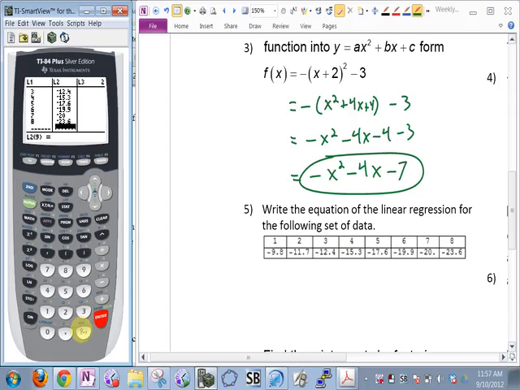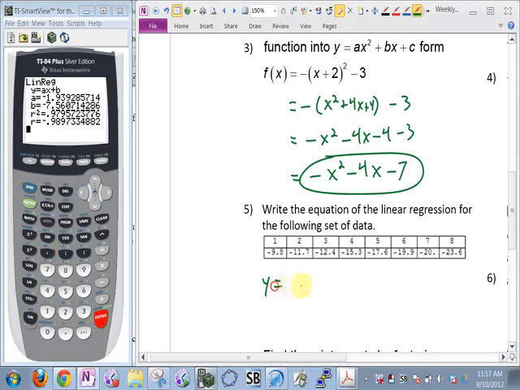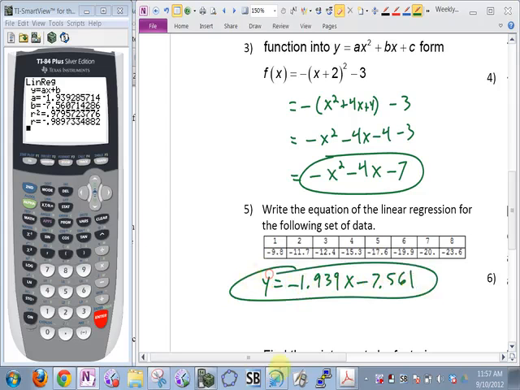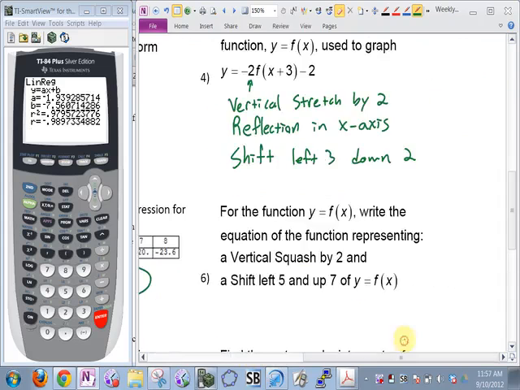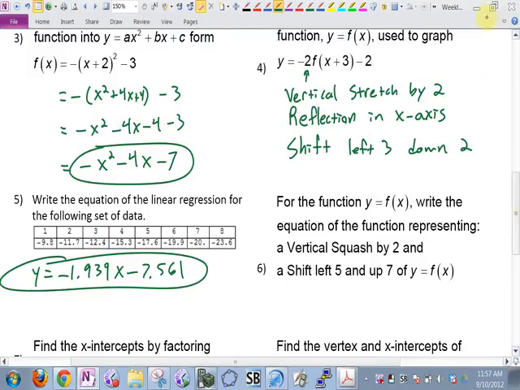All right. So now once you have the data in, you can just go stat, calc, linreg, L1, L2, or now you have the menu that types all that code for you. And there it is. Y equals negative 1.939x minus 7.561. Everybody did really well with that. Zoom on. Okay.